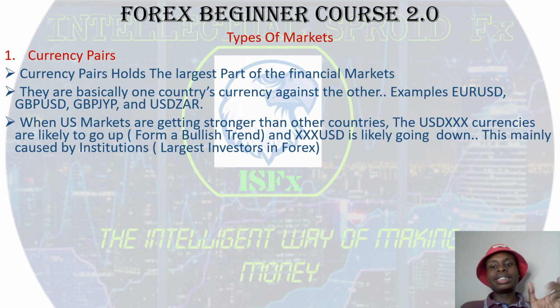Then you are likely to see the currency pairs that start with the US dollar going up. It can be US dollar versus Japanese yen, US dollar versus South African rand, etc. As long as you see that, you know that if the US is gaining momentum, if the buyers want to buy US dollars, it will gain momentum, and it would obviously have to go up. And then, yeah, it forms a bullish trend.